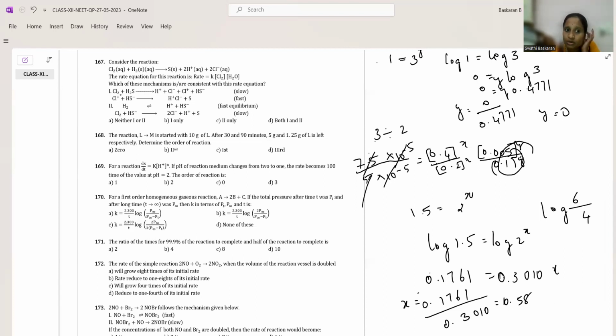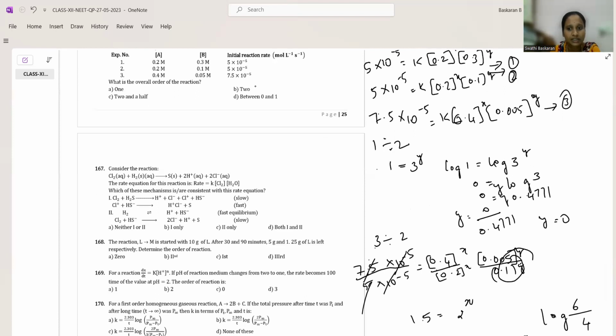So what is the first mechanism? The first mechanism is shown with Cl2 and H2S, and the first step is shown as slow and the second step as fast. All of us know that in the case of complex reactions, the rate determining step will be the slow elementary step. So hence the first step is the correct one. Yes or no? Fine. Then we make the rate law considering the first step.